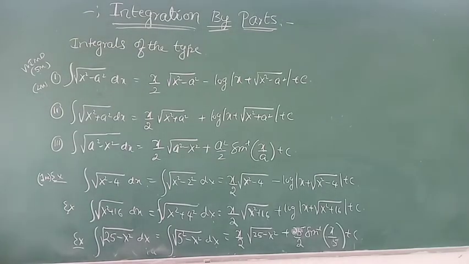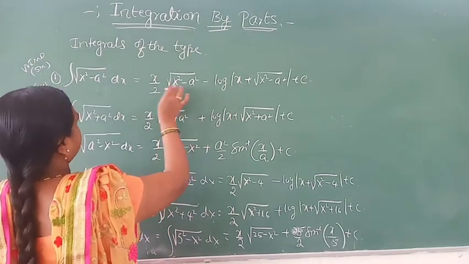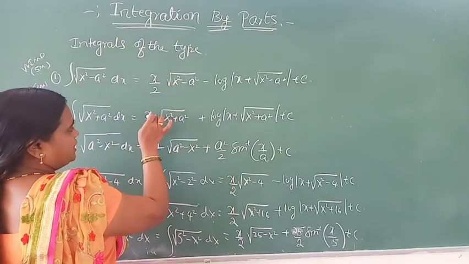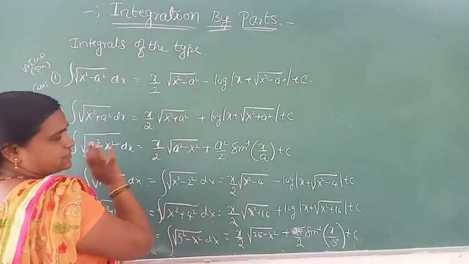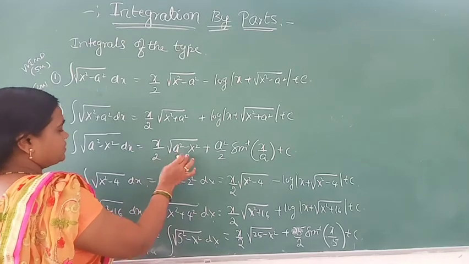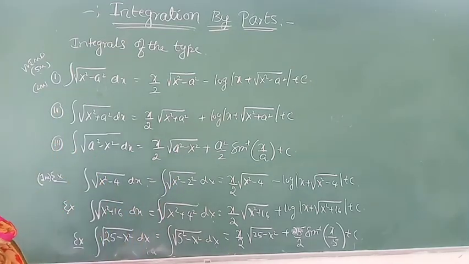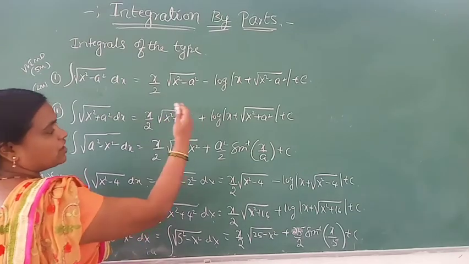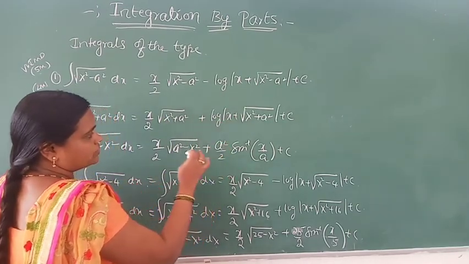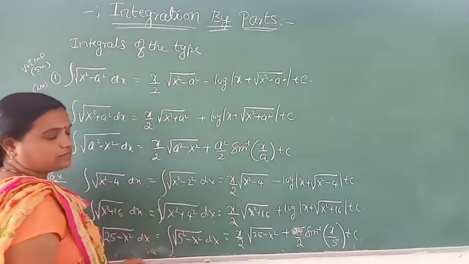And see, we can easily remember. I will tell you how. See, x by 2 root of x square minus a square, same here. Again x by 2 root of x square plus a square, same here. X by 2 root of a square minus x square. This is fixed. Whatever is given, we multiply that by x by 2. And for the next half, just concentrate. Log. So these two are log.